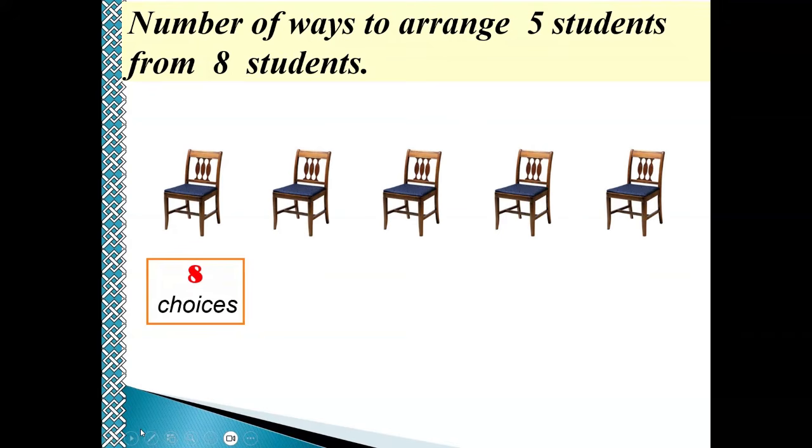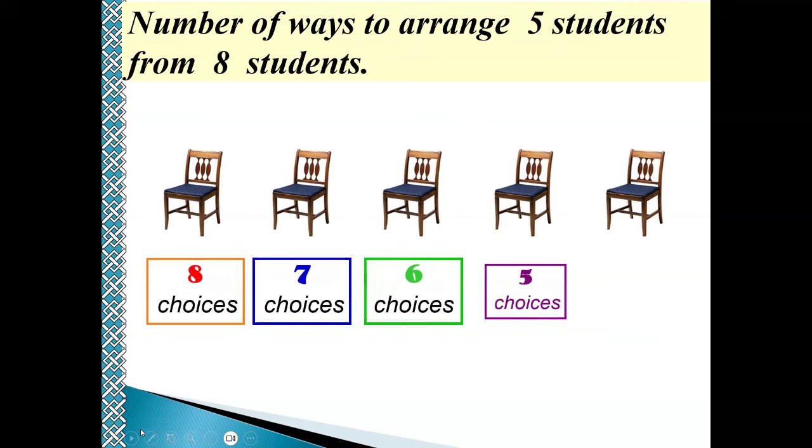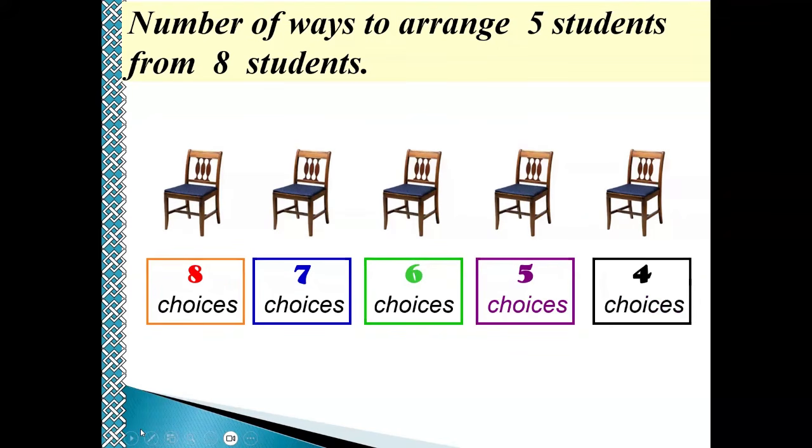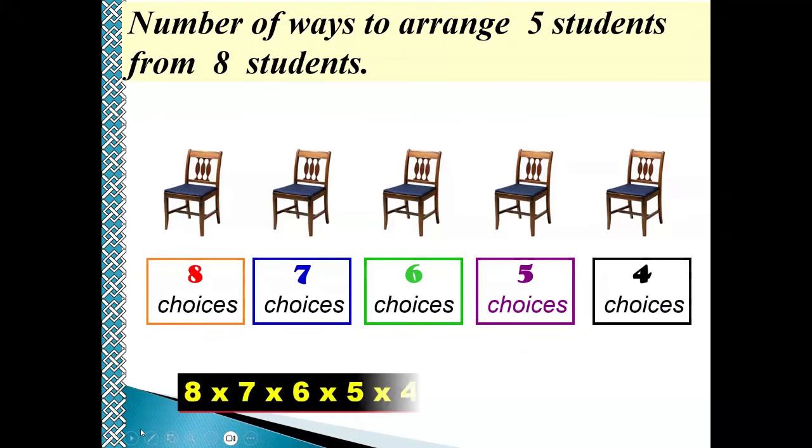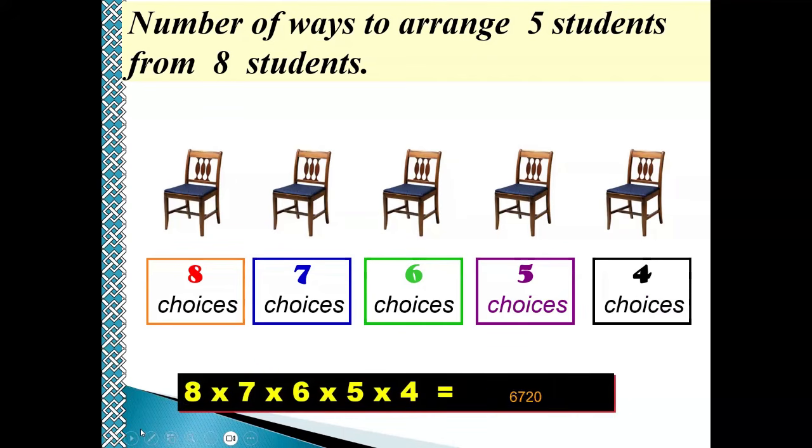So out of 8 of them, any can come. One of them is already inside, so 7. 2 of them already inside, then 6, then 5, then 4. In how many ways can I do it? Basically 8 into 7 into 6 into 5 into 4. These many ways I can do it.